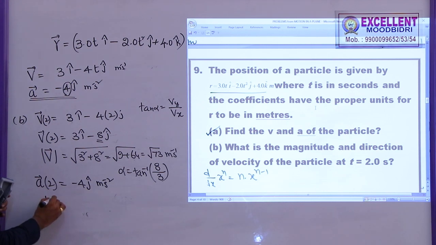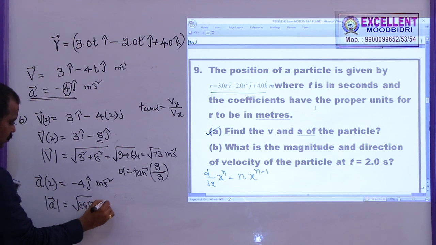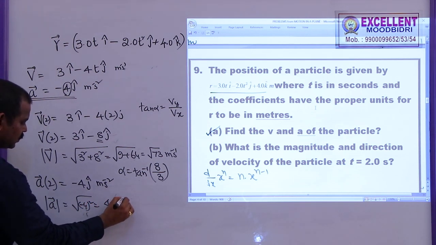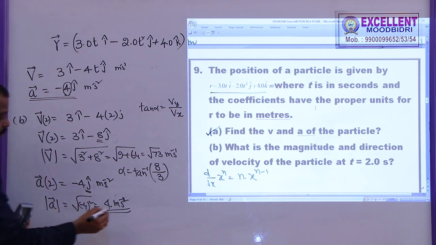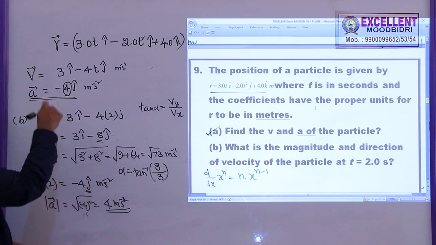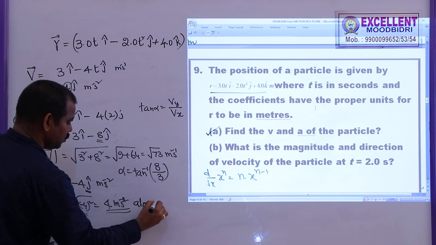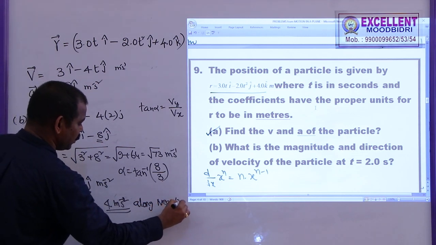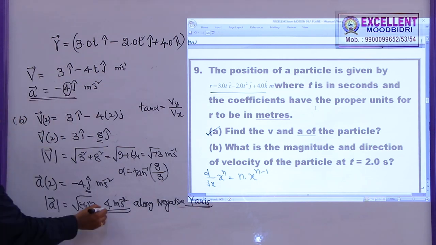Now the magnitude of this is root over minus 4 square, which is nothing but 4 meter per second square. This is the magnitude. Now, what is the direction of this one? Clearly, there is no i cap here, it has only j cap, and this is minus j cap. So this is not along the y axis, this is along the negative y axis. So this is the direction, and this is the magnitude.